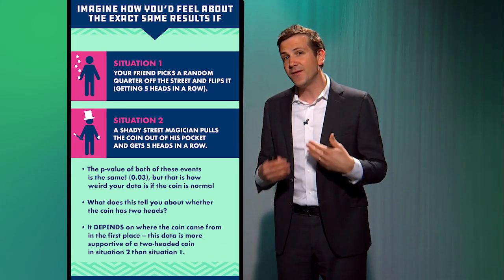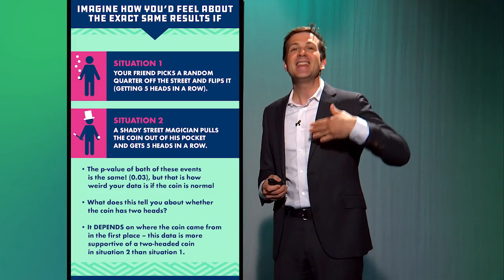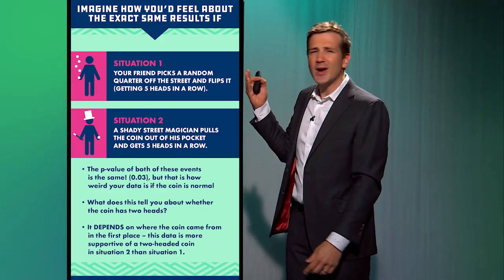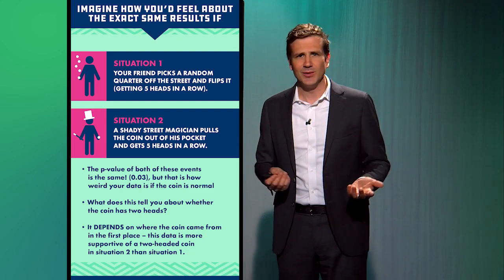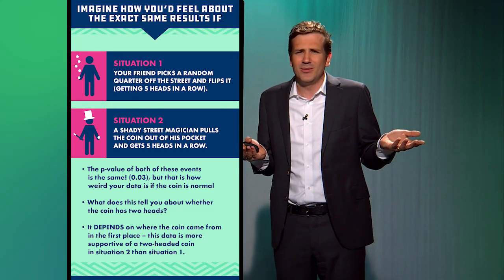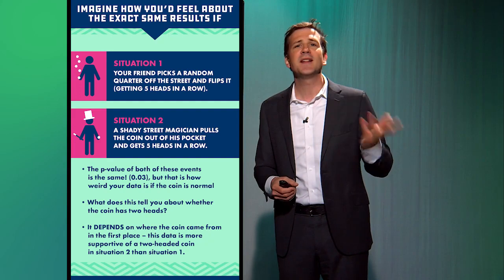And when his flips confirmed your suspicions, you became even more suspicious. Whereas your friend who picked it up off the street, you weren't suspicious it was a 2-headed quarter. That's a really weird thing. Why would there be a 2-headed quarter lying on the side of the street? You're not suspicious at all.